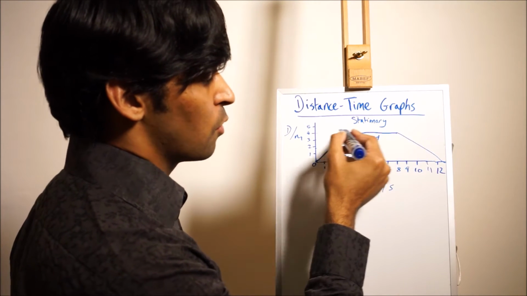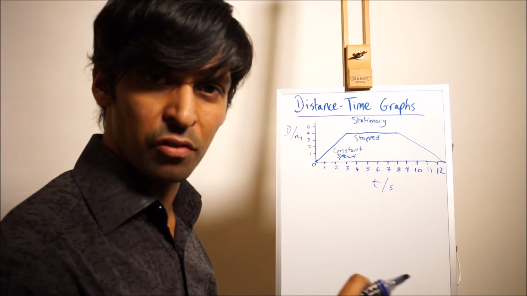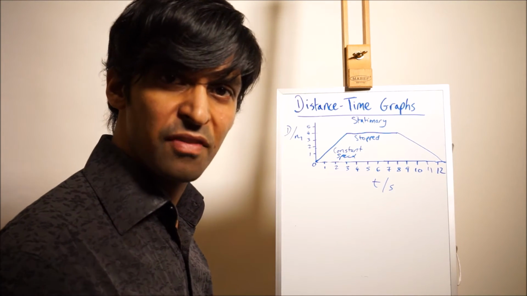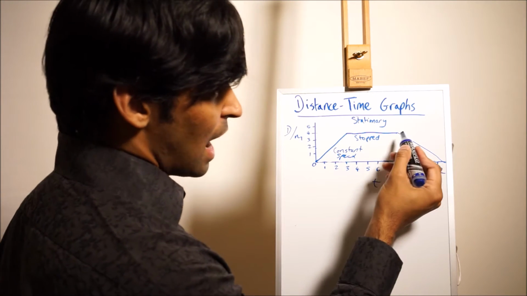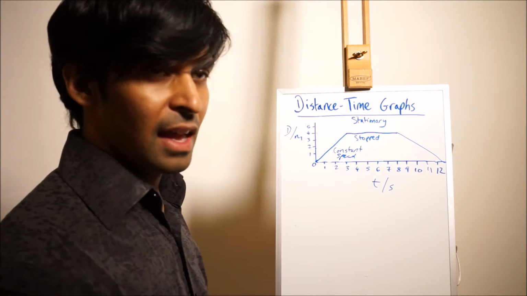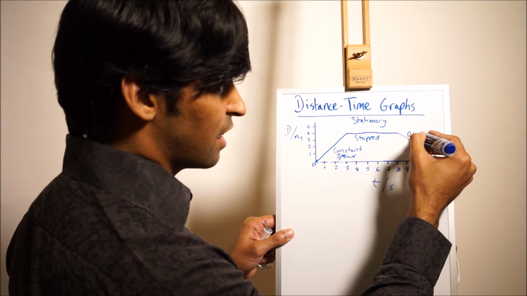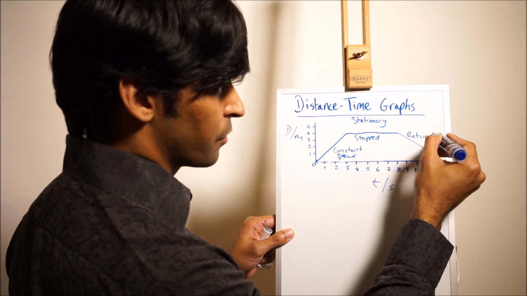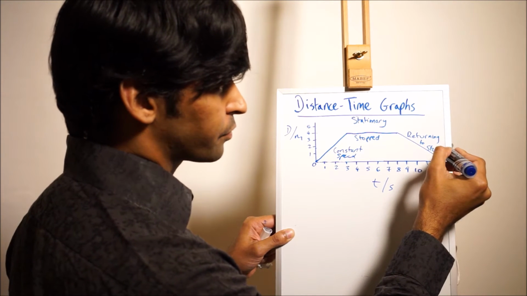If they asked you to work out the speed for this, the speed for any horizontal line on a distance time graph is 0 meters per second. And the final line down here, it is not slowing down, rather, it is returning to the starting position. So it's returning to start.